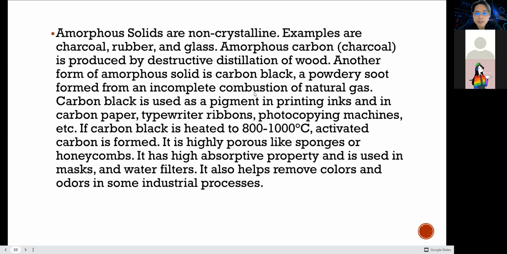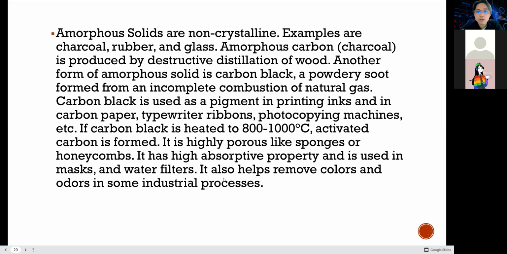If carbon black is heated to 800 to 1000 degrees Celsius, you can create activated carbon. It is highly porous, like sponges or honeycombs. It has a high absorptive property and is used in masks and water filters. It also helps remove colors and odors in some industrial processes.